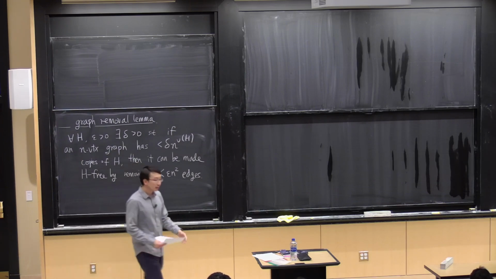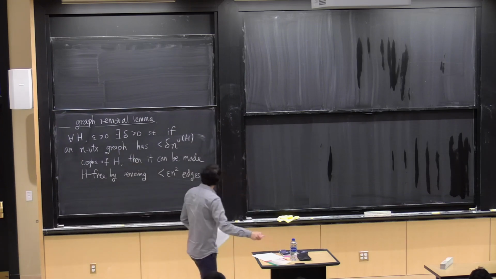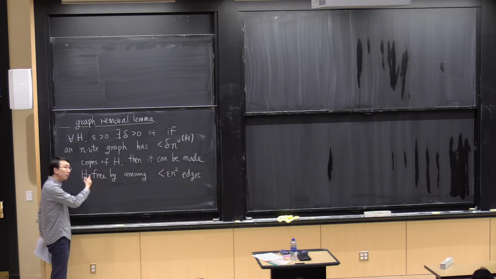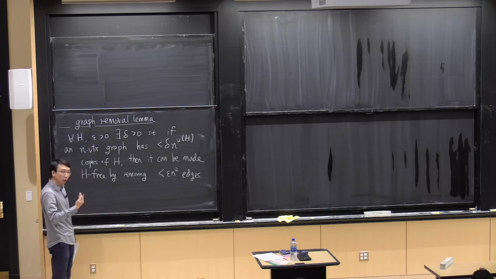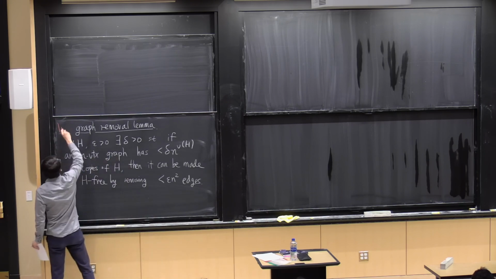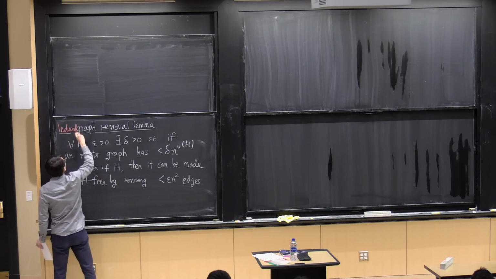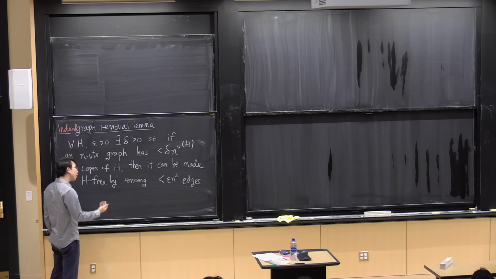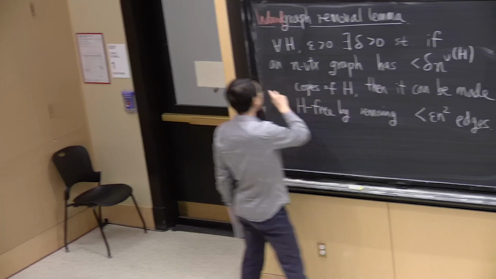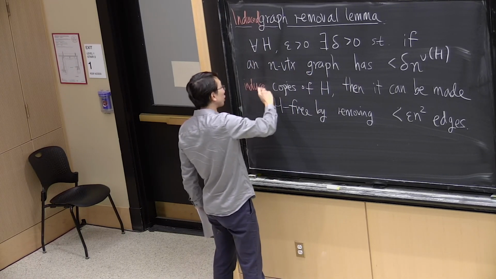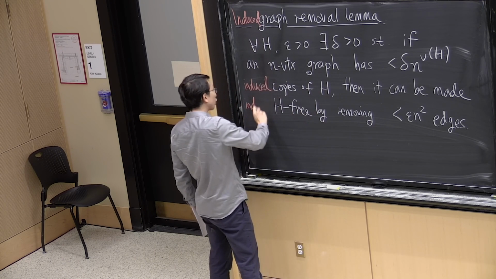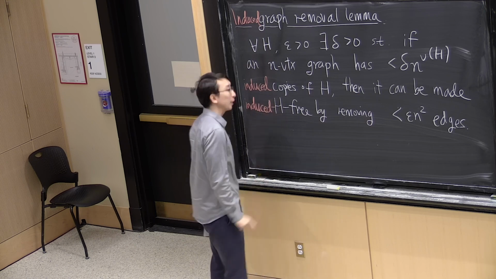What I would like to discuss today is a variant of this result where instead of considering copies of H, we're now considering induced copies of H. So this is the induced graph removal lemma, where the only difference is that the hypothesis is now going to be changed to induced copies of H, and the conclusion is that you can make the graph induced H-free.